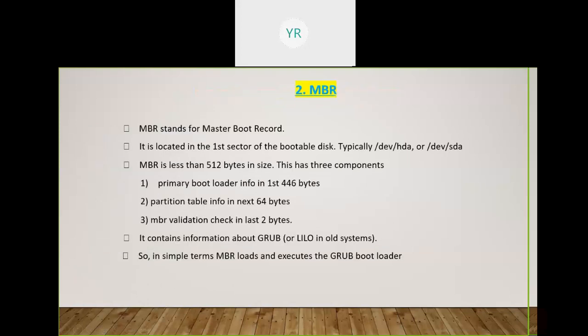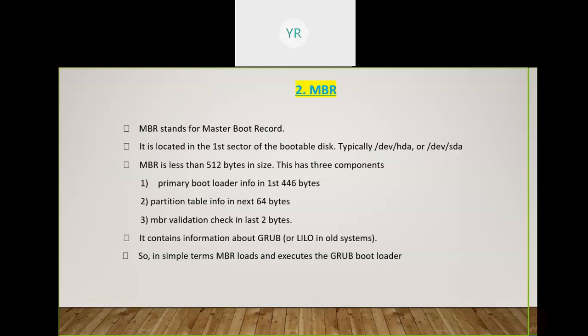So the MBR is the second stage of your booting process. MBR stands for master boot record. The name itself tells that it is a record. That means it tells where the bootloader program is. It will point to that. It is located in the first sector of your bootable disk. Bootable disk means the disk where that bootloader program is.